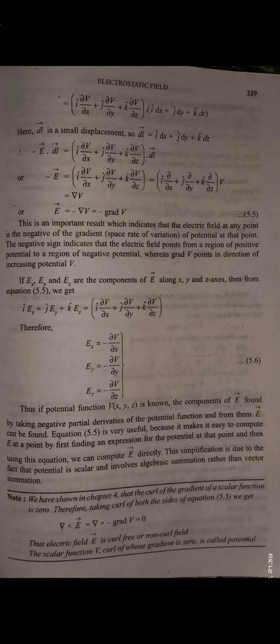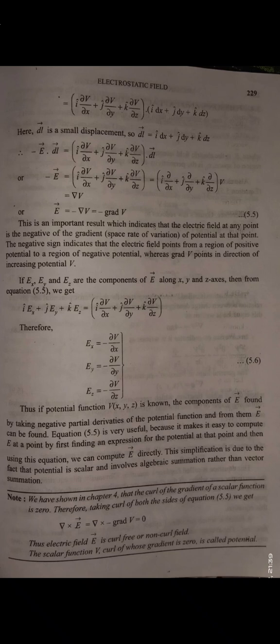If Ex, Ey and Ez are the components of E vector along x, y and z axis, then from equation 5.5 we get i cap Ex plus j cap Ey plus k cap Ez is equal to minus (i cap ∂V/∂x plus j cap ∂V/∂y plus k cap ∂V/∂z). Therefore, Ex is equal to minus ∂V/∂x, Ey is equal to minus ∂V/∂y, Ez is equal to minus ∂V/∂z. Thus, if potential function V(x, y, z) is known, the components of E are found by taking negative partial derivatives of the potential function, and from them E vector can be found.